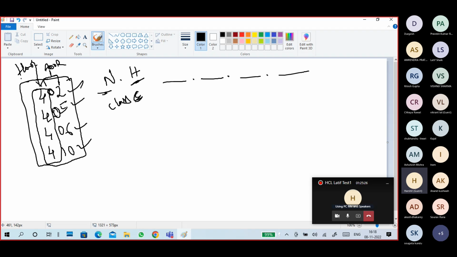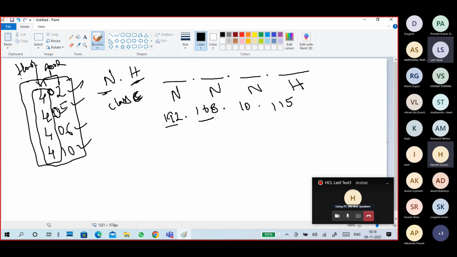In a class C, the first three portions are network portions, and the last portion is the host portion. For example, you take a class C IP address, 192.168.10.115. So these three are network portions and this is the host portion.